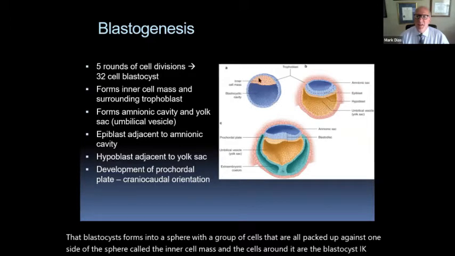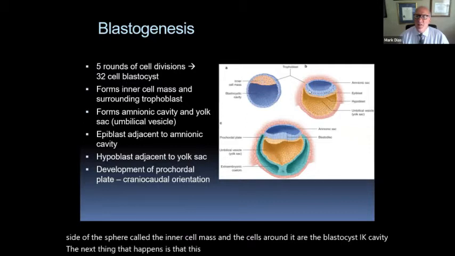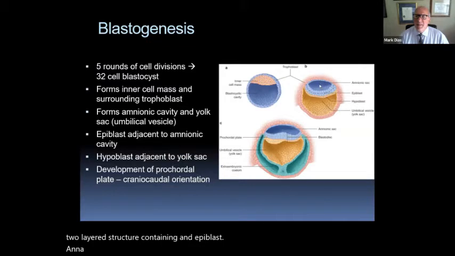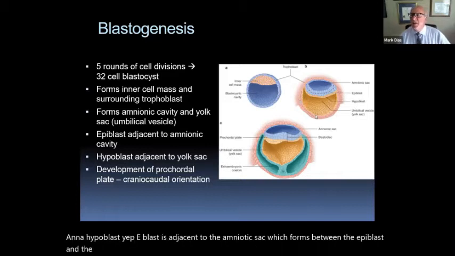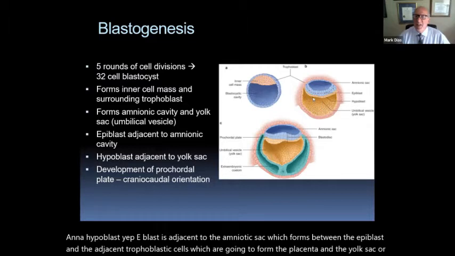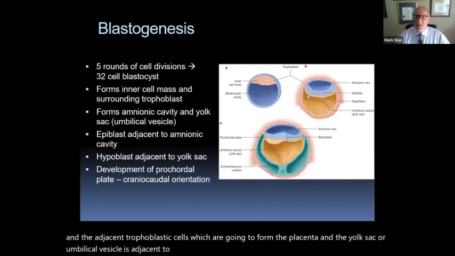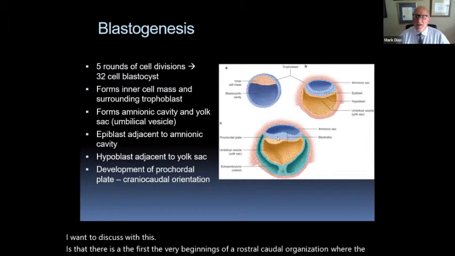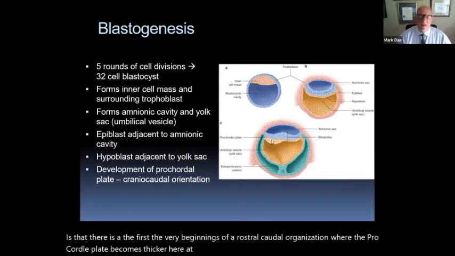The next thing that happens is that this inner cell mass further develops into a 2-layered structure containing an epiblast and a hypoblast. The epiblast is adjacent to the amniotic sac, which forms between the epiblast and the adjacent trophoblastic cells, which are going to form the placenta. The yolk sac, or umbilical vesicle, is adjacent to and underlies the hypoblast. And the last thing I want to discuss here is that there are the very beginnings of a rostrocaudal organization, where the prochordal plate becomes thicker at what's going to become the cranial end of the embryo.